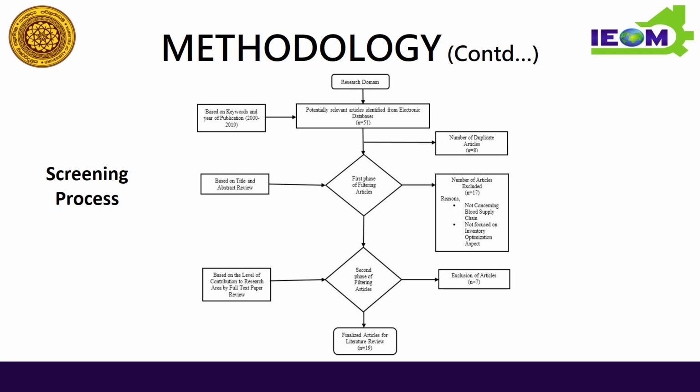Initially I did a keyword search, and for novelty I only selected articles between 2000 and 2019. Initially there were 51 articles, and in the first phase of filtering I excluded 17 articles which were not concerned with the supply chain and not focused on the inventory optimization aspect. In the second phase of filtering I excluded 7 articles based on level of contribution to the study area. Then the finalized literature survey had only 19 articles.